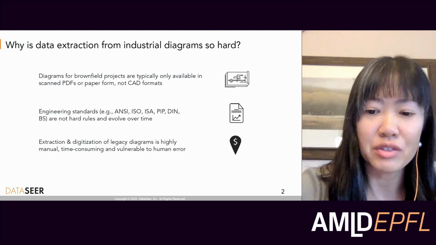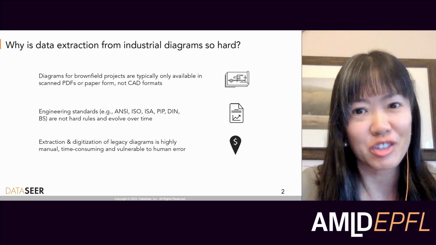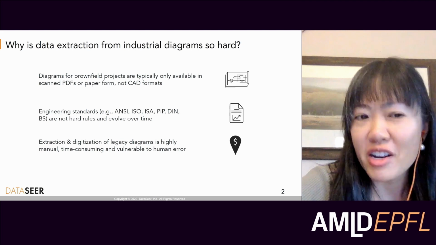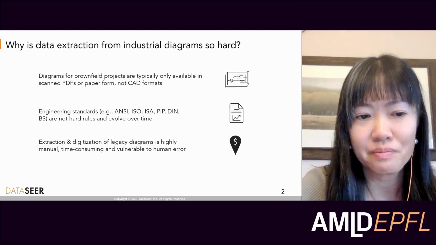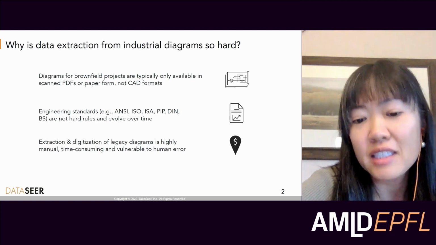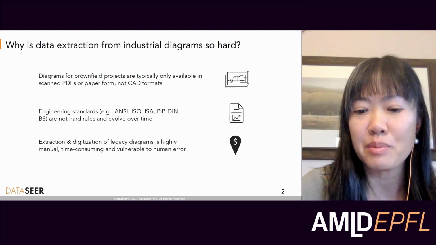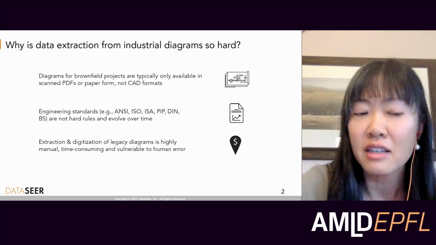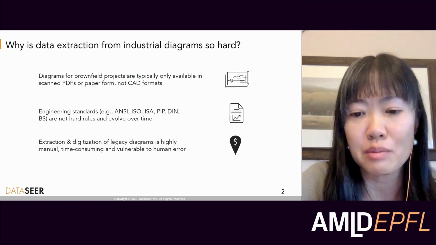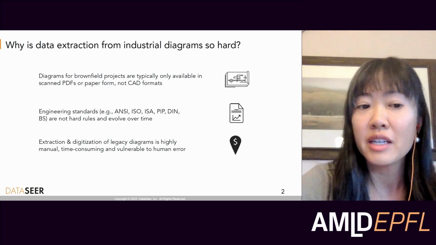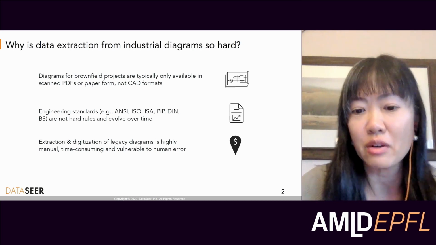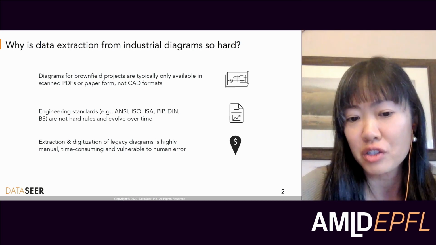Secondly, engineering standards are not hard rules. They are suggestions. Different project teams follow different conventions with liberal use of customizations. And finally, extraction and digitization of paper or scanned diagrams is today a highly manual and time-consuming process, since it involves a human engineer with domain expertise interpreting what's drawn and written on paper or on the image.